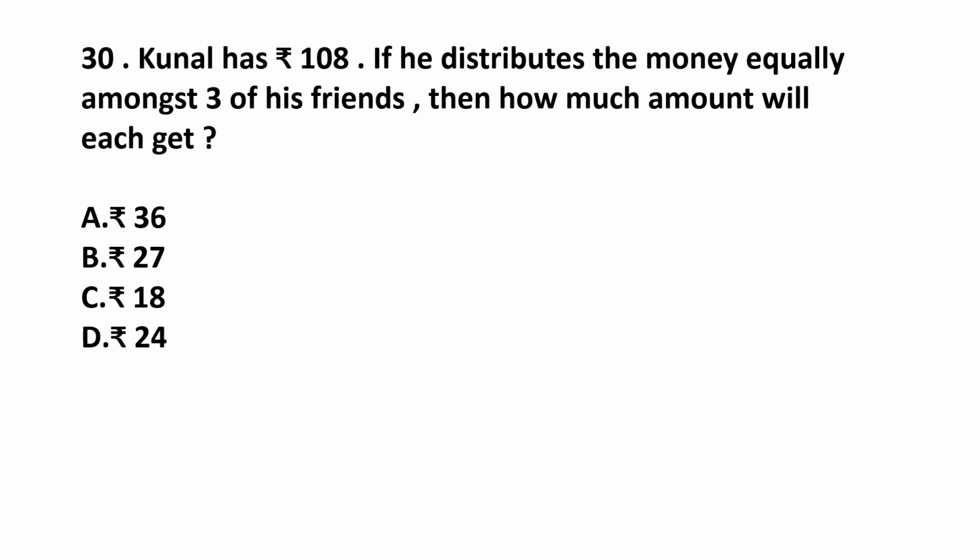Question number 30. Kunal has rupees 108. If he distributes the money equally amongst 3 of his friends, then how much amount will each get? Kunal has rupees 108 and he distributes among 3 of his friends. Each friend will get 108 divided by 3. 3 threes are 9. 10 minus 9 is 1, and 8, 3 sixes are 18. So our answer is option A, rupees 36.